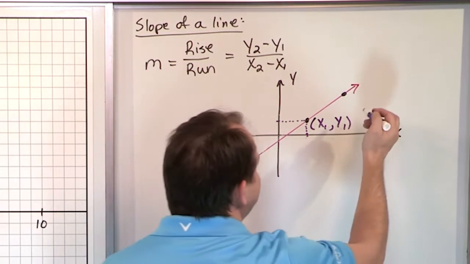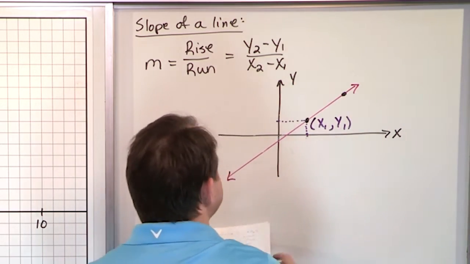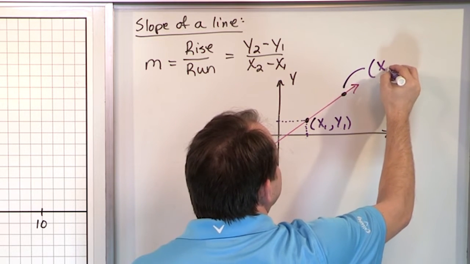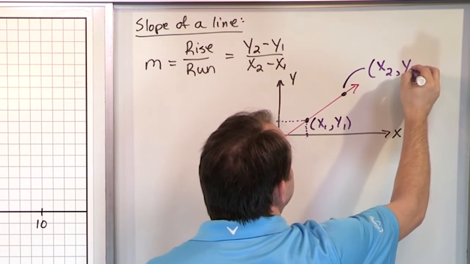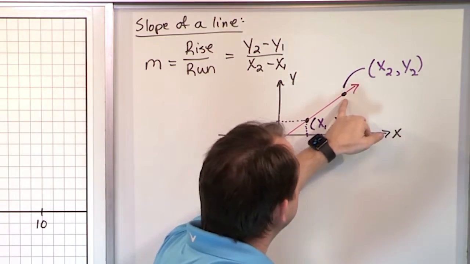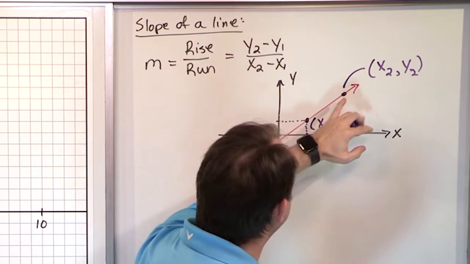Now, this is a totally separate point. So because it's a totally separate point, we're going to say that this guy has some coordinates. What do you think we're going to call it? X sub 2, y sub 2. The reason we have the 2s is because it's point number 2. So again, this guy could be 5, 7 or something. It's going to be some xy point here and some xy point here.